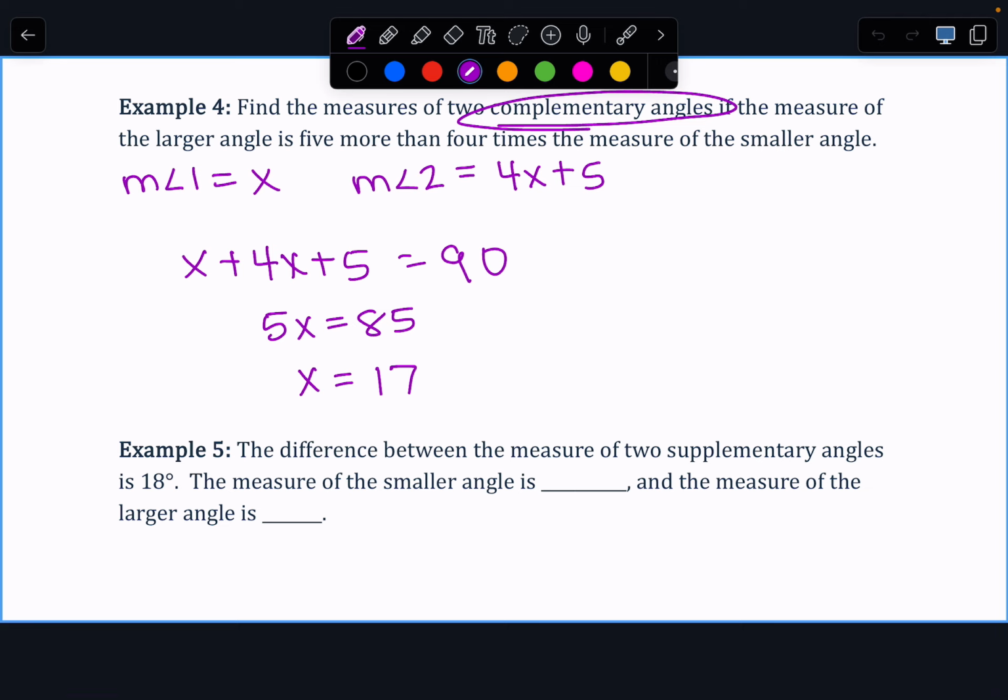I want the 2 angles. So, 17 degrees and 4 times 17 plus 5, probably 73. Can you just minus 17 from 90 instead of doing that? Uh-huh.